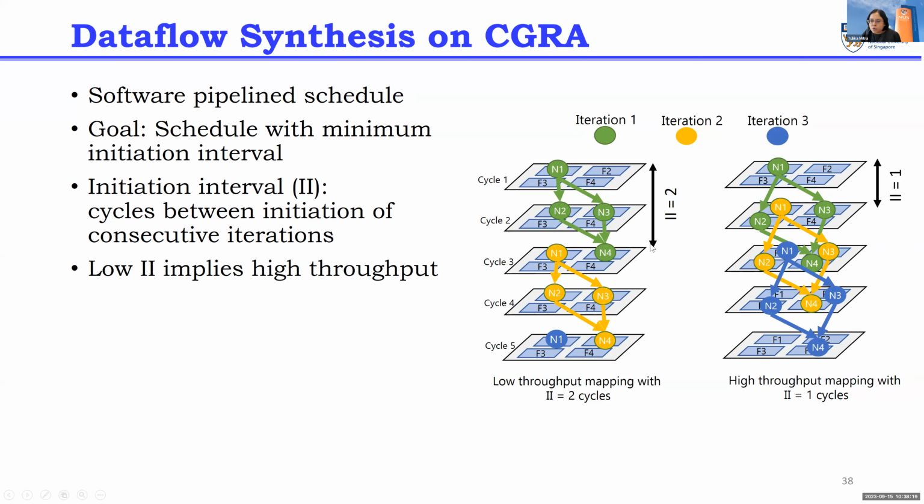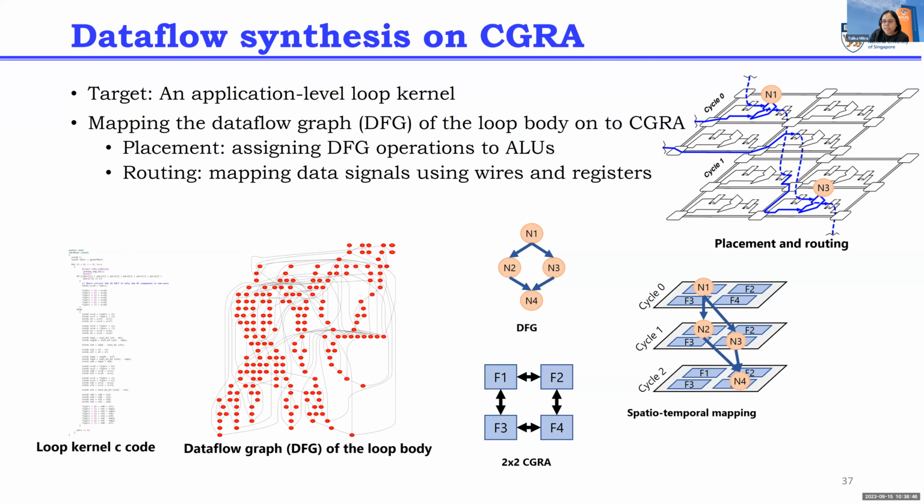So if it is a 2, that means that every 2 cycles I can input a new iteration. Here I can input a new iteration every cycle. So of course this has a much higher throughput than this one. Our goal is to have as low an II as possible, because that will give us the maximum throughput.